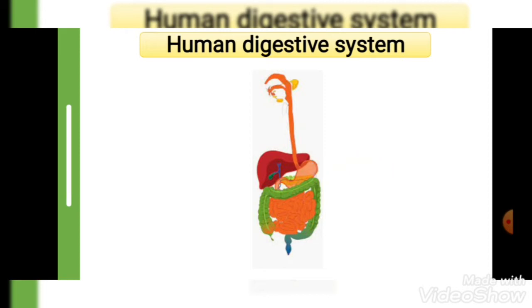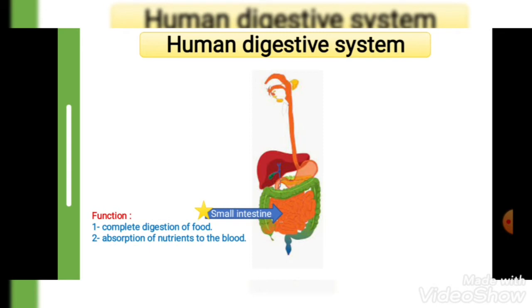هيروح على small intestine. في small intestine هيحصل له 2 steps. أول step هيحصل له complete digestion. يعني the food that we eat is going to change completely into nutrients. And after that those nutrients will go to the blood. It means absorption of nutrients to the blood.